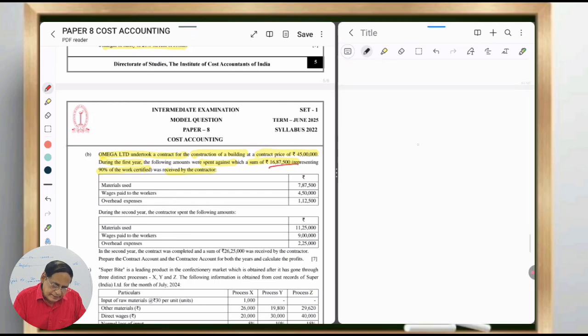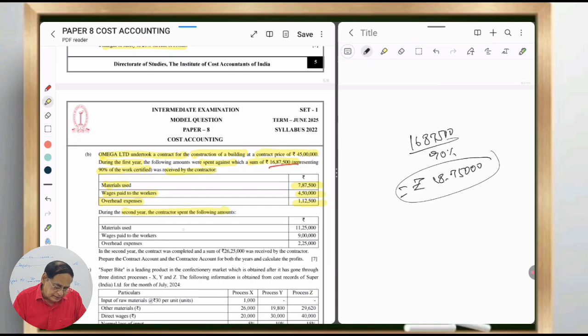So 16 lakhs 87,500 divided by 90%, then it is work certified. So 16 lakhs 87,500 divided by 90%. That is work certified is how much? 18 lakhs 75,000. Just we will note it down now itself. And then during the first year, the materials used 7,87,500, wages paid to workers 4,50,000, overhead expenses 1,12,500.